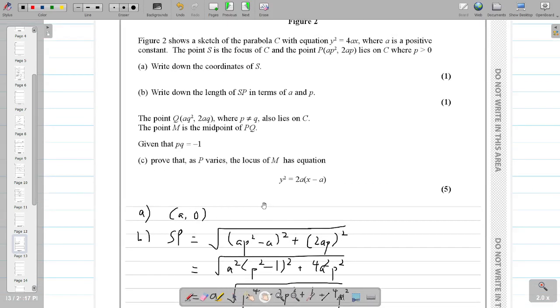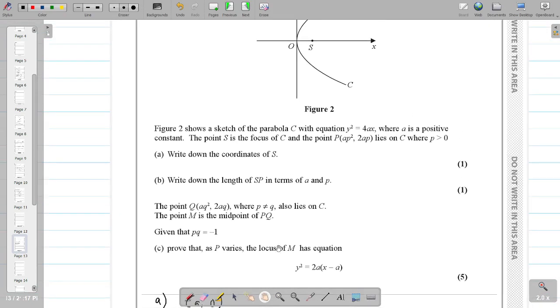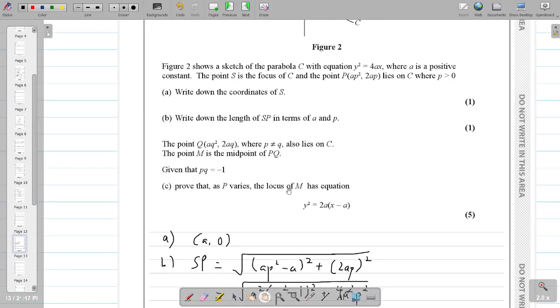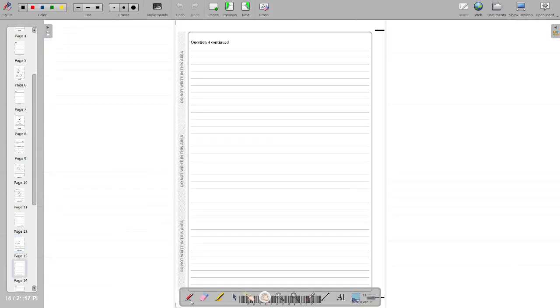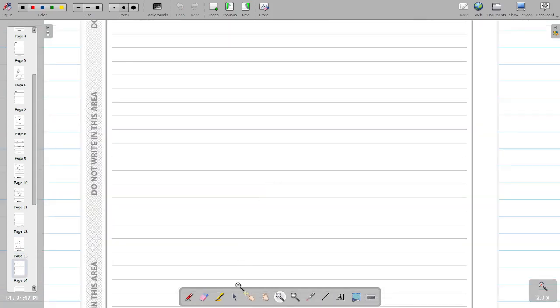All right, let's look at question C. The point Q, where P is not equal to Q, also lies in C. The point M is the midpoint of PQ, given that PQ is equal to minus 1. Prove that as P varies, the locus of M has the equation. All right, so let's try and rewrite this.